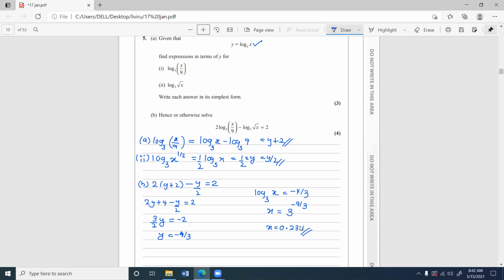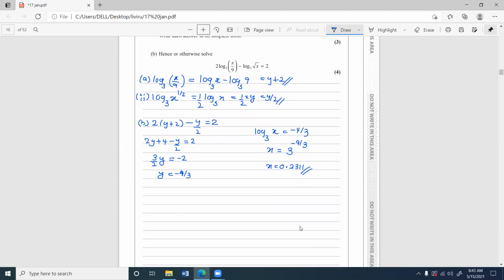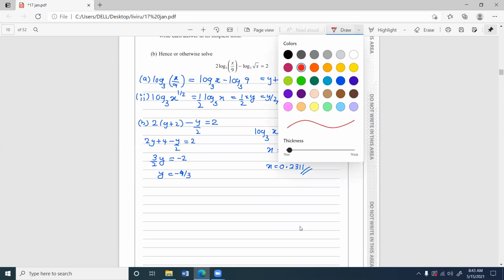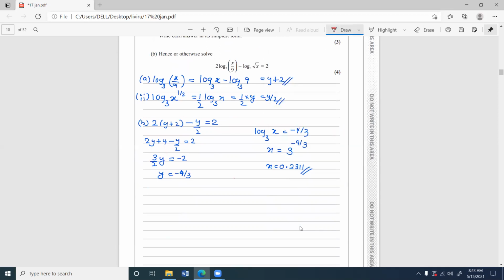Let's see whether this is correct. So we can replace with y plus 2, this is that, and minus log 3 x. Yes, right. Then this is the first method. The second method is like this. I will use the second method as well, and we will see whether you can get the same answer, because I got some kind of decimal answer. I just want to check whether this is happening properly.